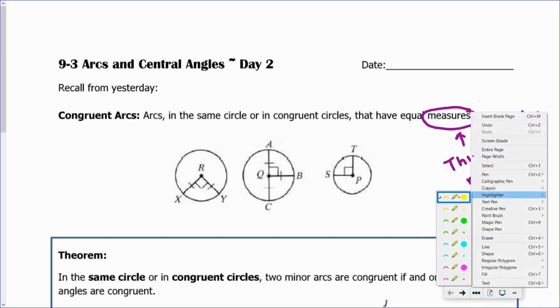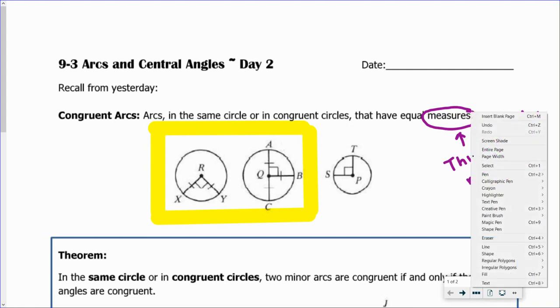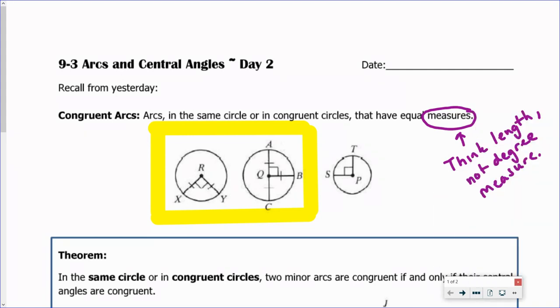I'm going to bust out the highlighter real quick right here, and we're going to highlight two circles. Now, those two circles are congruent. All right, see, these are congruent circles. So circle R is congruent to circle Q. Okay, so circle R is congruent to circle Q.